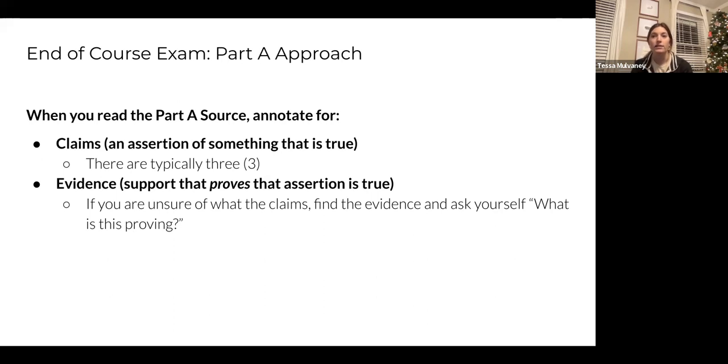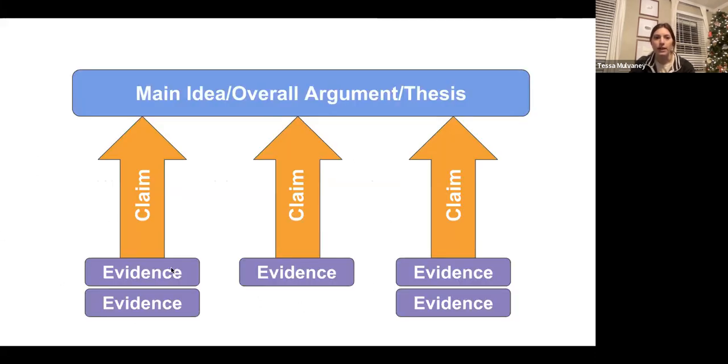Then we want you to identify and annotate evidence. So maybe you do this in a different color, maybe a symbol, whatever system works for you. You are looking for evidence that proves each of the claims that are being mentioned, proves that they are true. If you're unsure of what the claims are, because it can feel tricky sometimes, a trick is to find the evidence first and then ask yourself, what is this proving?